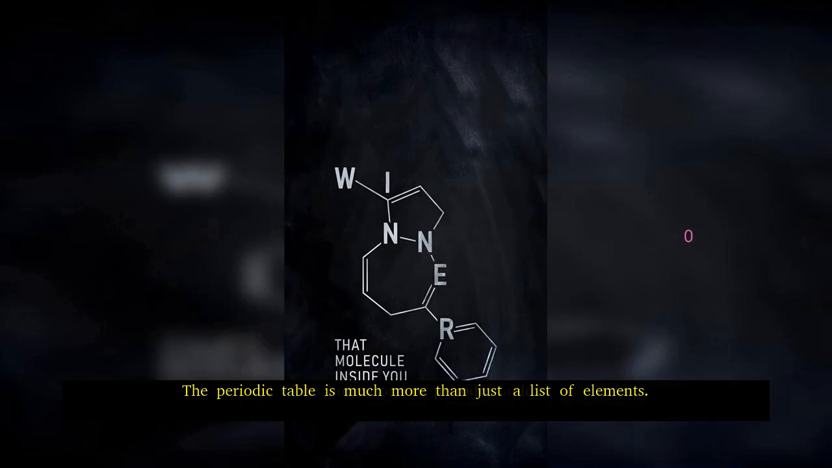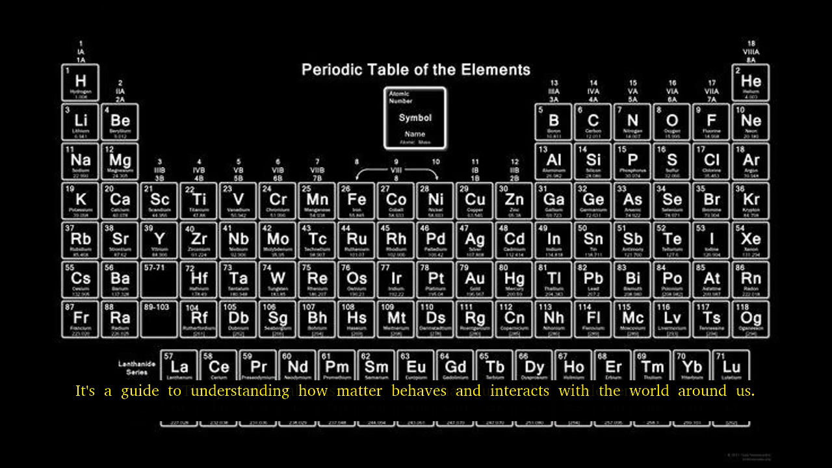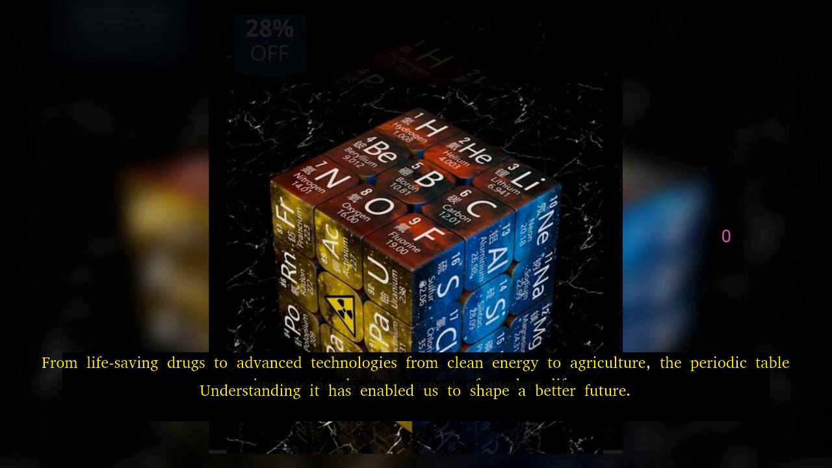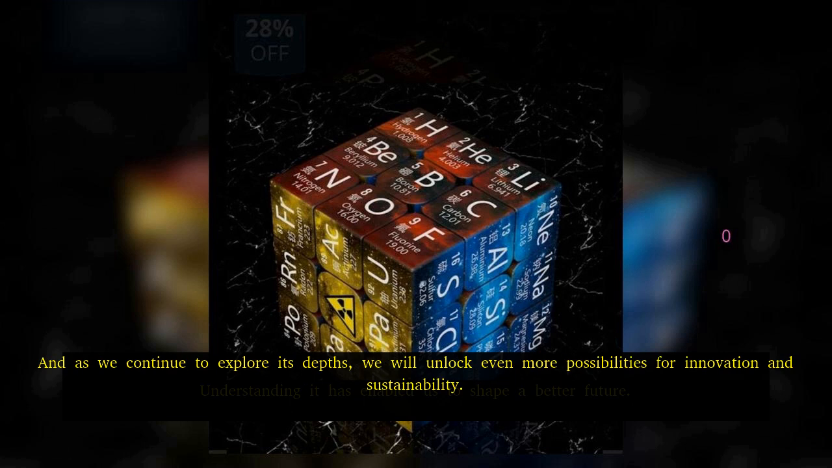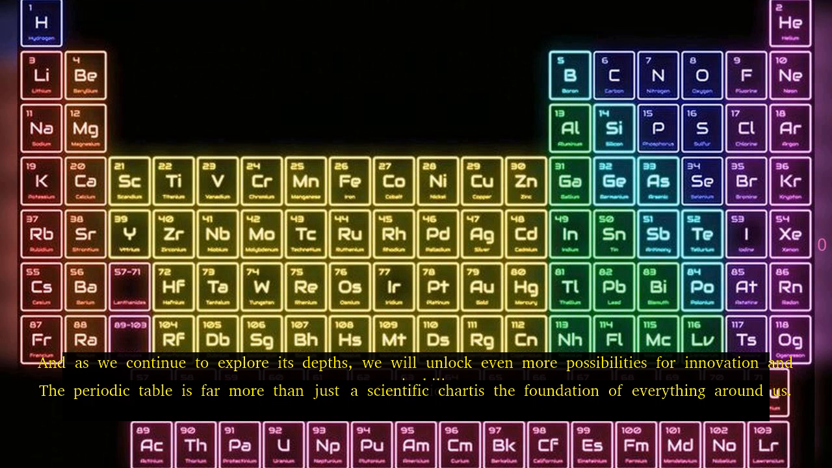Conclusion: the power of the periodic table. The periodic table is much more than just a list of elements. It's a guide to understanding how matter behaves and interacts with the world around us. From life-saving drugs to advanced technologies, from clean energy to agriculture, the periodic table impacts nearly every aspect of modern life. Understanding it has enabled us to shape a better future, and as we continue to explore its depths, we will unlock even more possibilities for innovation and sustainability.